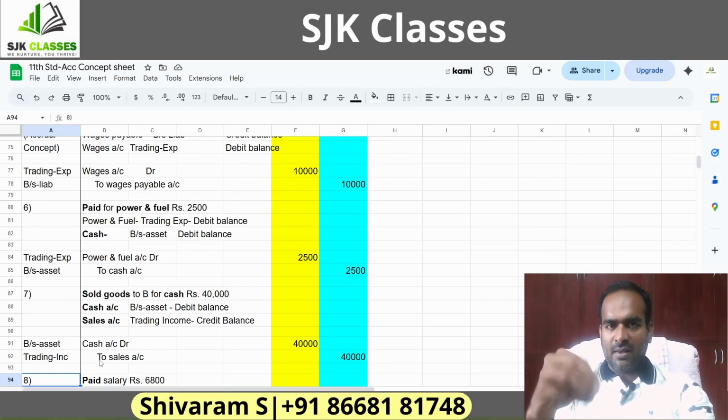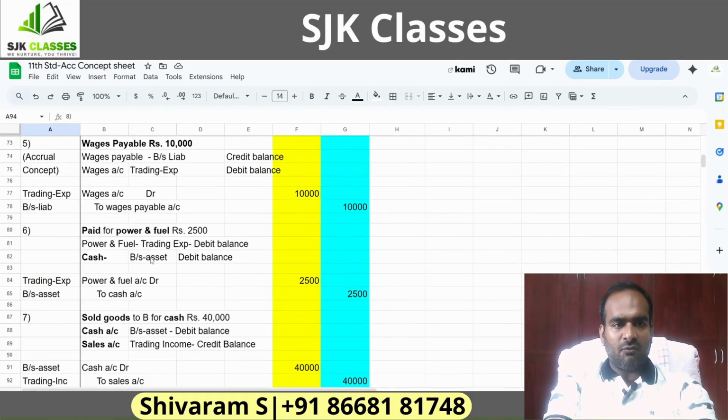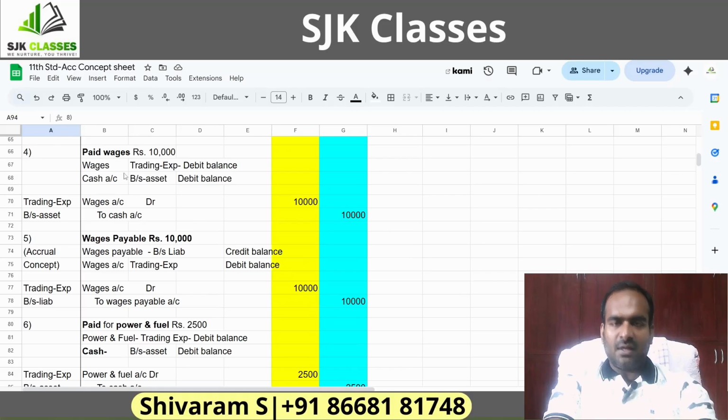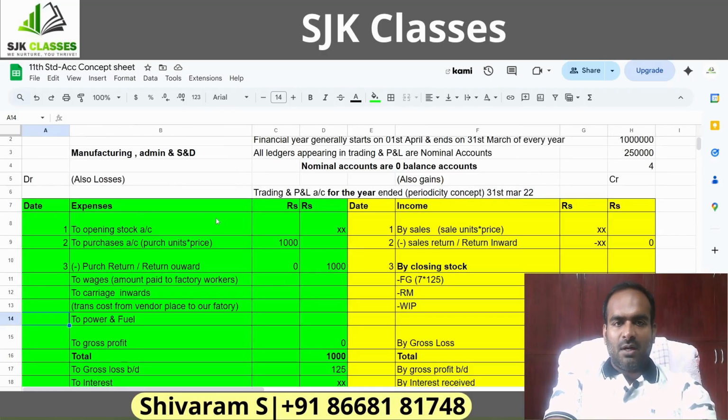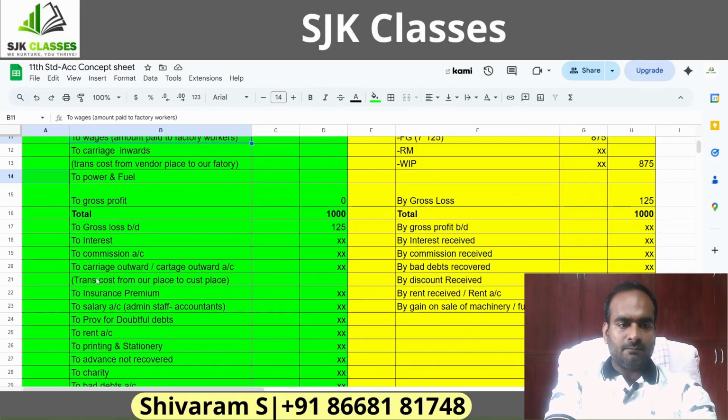Then next transaction: paid salary rupees 68,000. What is the summary here? We are paying the salary to the staff. Just for clarity, there is a difference between wages and salary, because in the previous transaction we have seen wages. Wages is different, salary is different. Wages is paid to manufacturing workers or factory workers. Whatever amount we pay to administrative staff will be called salary. Just look at this structure of trading and P&L. Wages will go into the trading account because it's a manufacturing cost. Salary is paid to admin people. They are nowhere related to the production part. So salary will be captured in P&L.